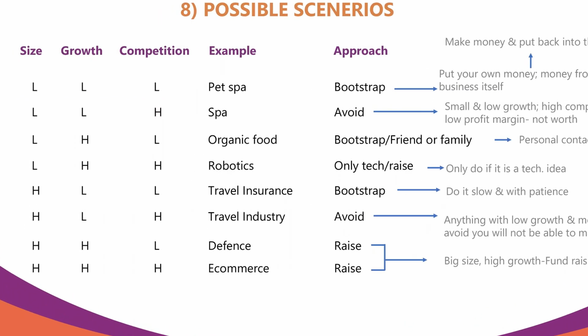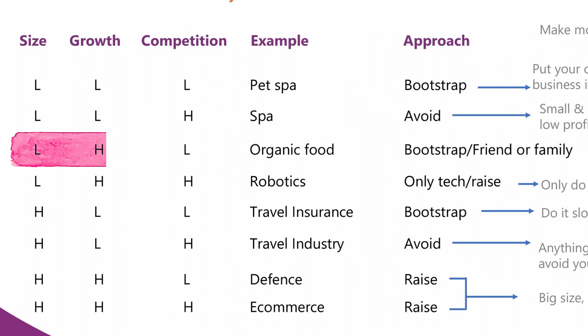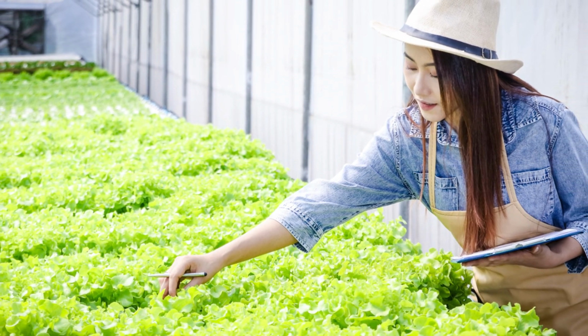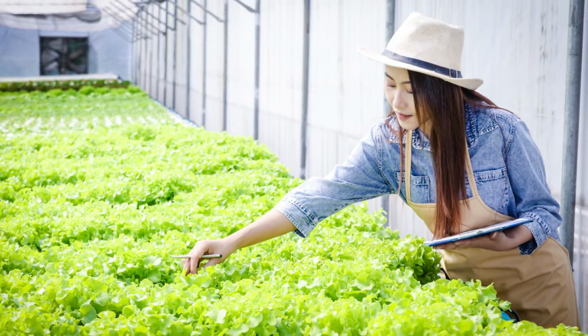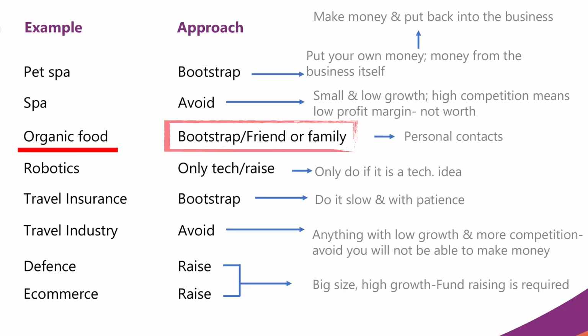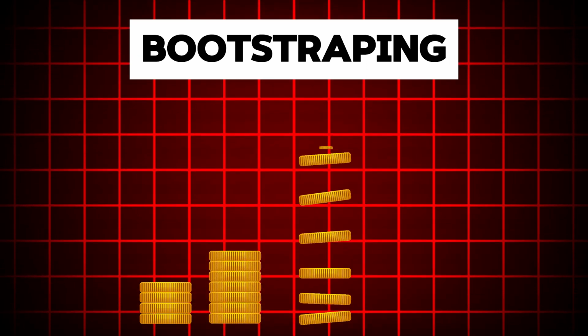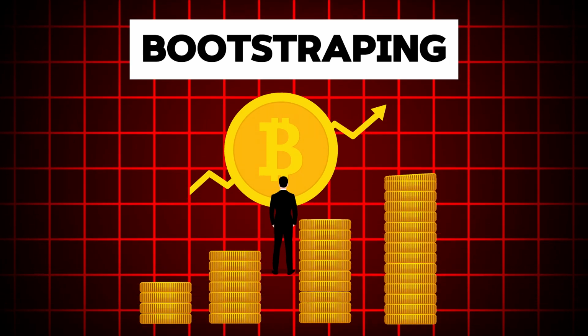Now the next one is low in size, high in growth, and the competition is also low. If your idea falls under this one, a usual example is organic foods, then again I'll recommend to bootstrap or take money from friends and family or from personal contacts, guys. As I mentioned, bootstrapping means you are not raising the fund, you're not taking it from some third person or investor.